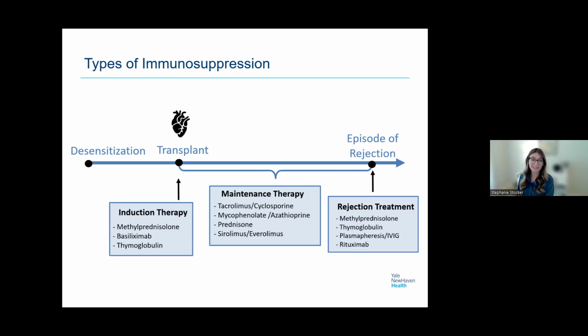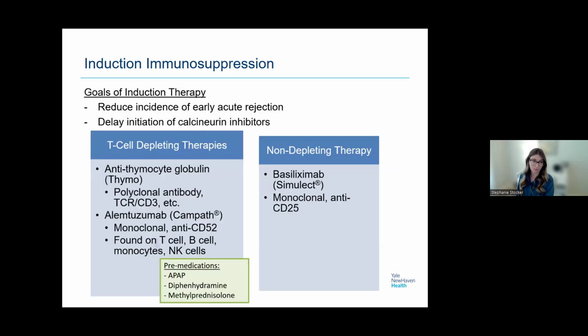We're going to start with induction therapy. Induction therapy consists of those larger doses of immunosuppression given around the time of transplant, with the main goal of reducing the incidence of early acute rejection. We don't have a lot of great data for it in heart transplant, but sometimes we borrow from our abdominal organs, and we will sometimes use induction therapy to delay the initiation of calcineurin inhibitors, especially in patients that may have some renal dysfunction going into transplant.